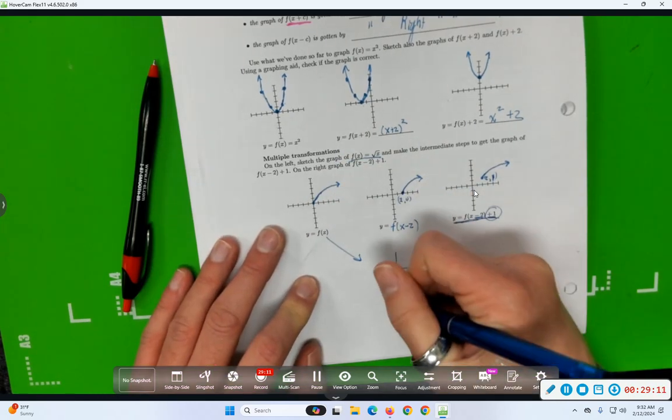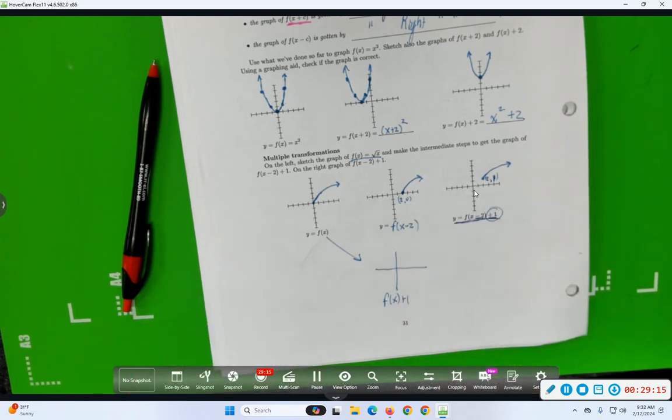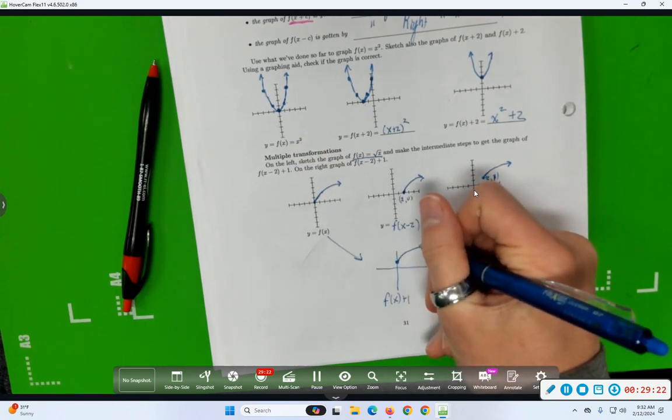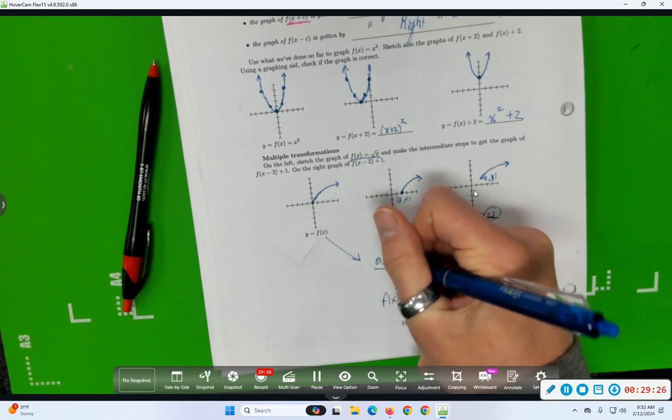Let's just see what would happen if we did those in the opposite order. Because sometimes these order issues will make a difference. Well, you already told me that shifts the graph up by 1. So let's take this graph, shift it up by 1. See this point at 0, 1.